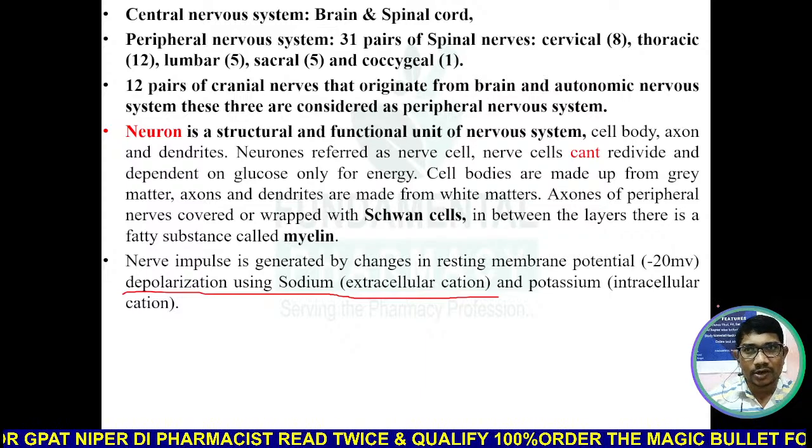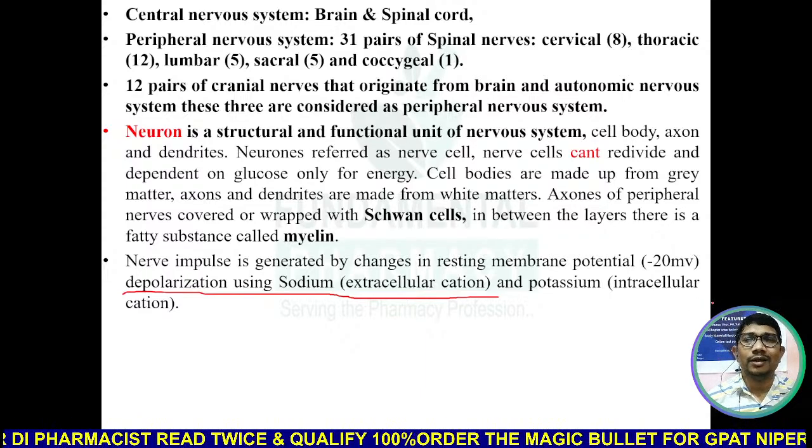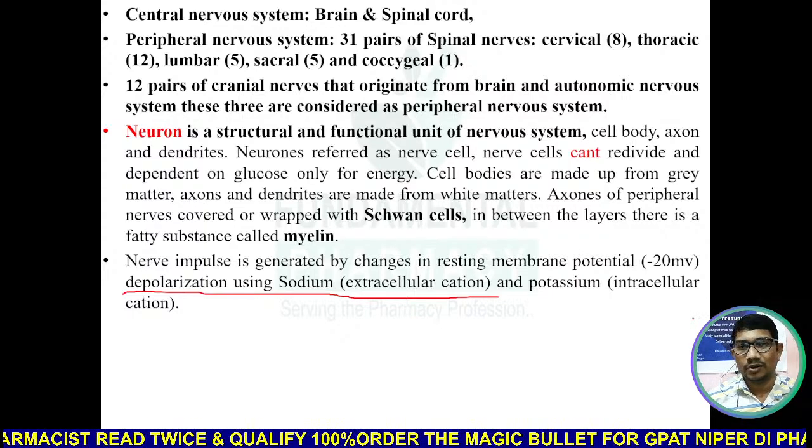Hyperpolarization is because of the entry of negative ions like a chloride ion inside the cell, so that causes the inhibition. Okay.